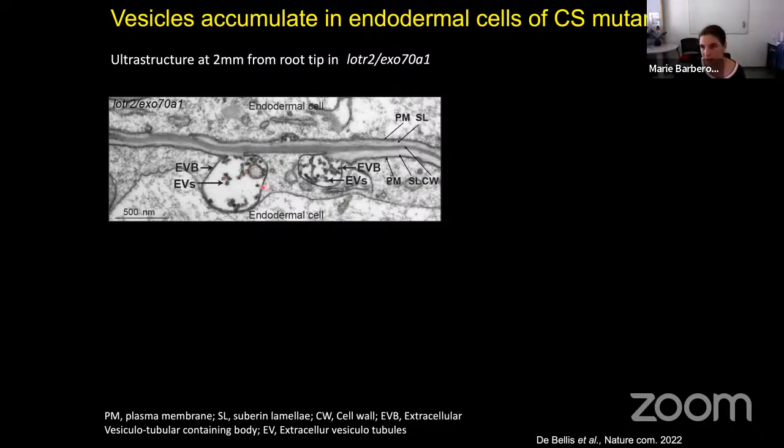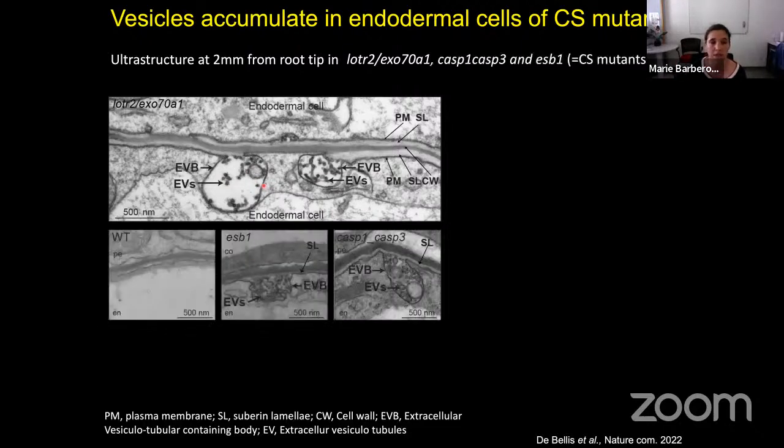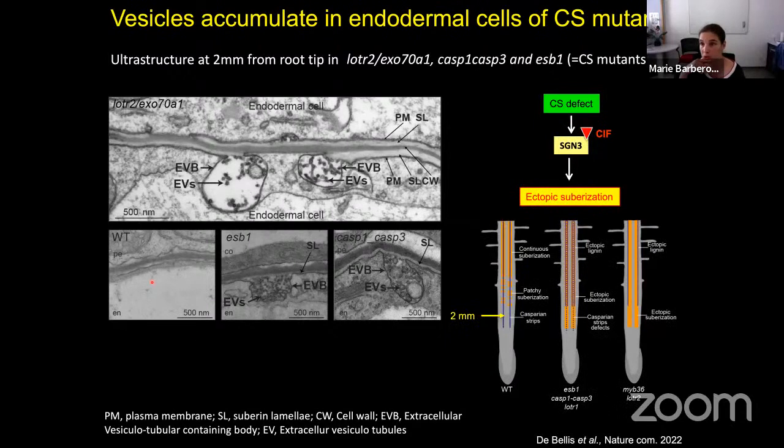So we wondered what was happening in this mutant, if it was due to this Casparian strip defect or maybe other aspects. We found that many of our Casparian strip mutants had the same structures accumulating in endodermal cells. Here you have the ESB1 mutant, where we see the same vesicles. We have the CASP1 CASP3 mutant, where we see again the same vesicles. We could observe them very close to the root tip, here at 2 millimeters from the root tip, at a position where we absolutely don't see them in wild type plants. We then figured out that this was indeed associated with suberin, because if we look at the pattern of suberin along the root, these Casparian strip mutants have an enhanced suberin phenotype.